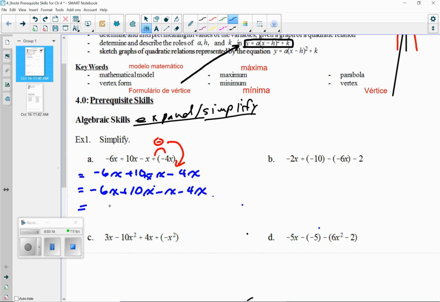So our final answer is going to be: negative 6x plus 10x is just 4x. And negative x minus 4x is going to be negative 5x. Pulling that all together, we get negative x as our final answer. You can do this in many different ways. I leave it up to you to do your own.